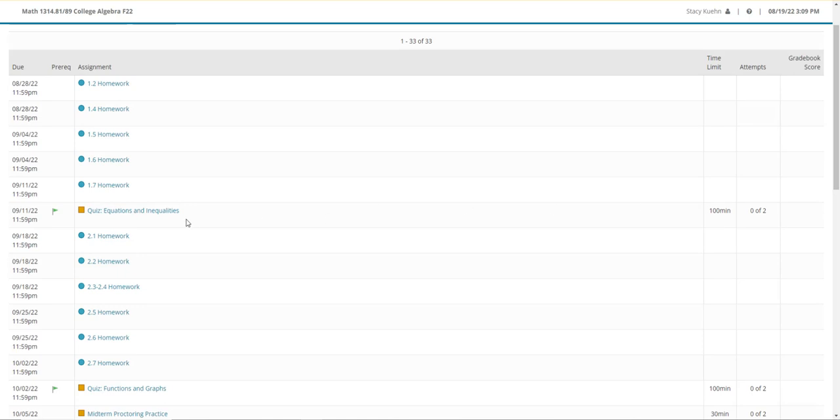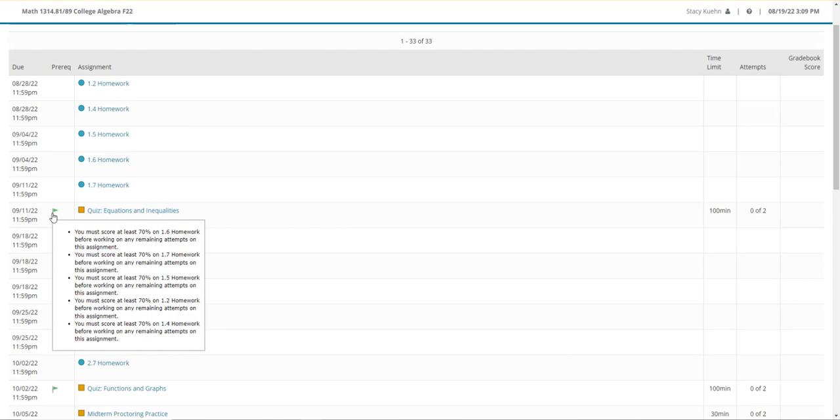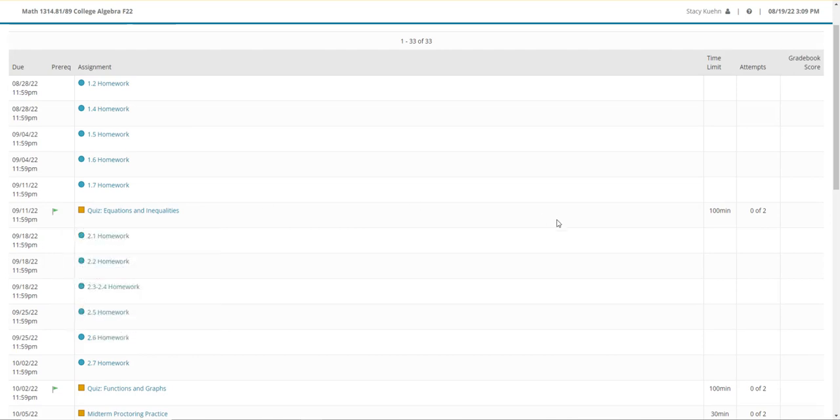Notice that once I get down to the quiz section, which is this orange square here, there's not only a flag on the left-hand side stating that there is a prerequisite, there's also information about a time limit on the quiz, as well as the number of attempts that you get. So when we're looking at the quizzes, the course is set up so that you must complete each of these homework assignments to a minimum score of 70 prior to being able to complete the quiz.